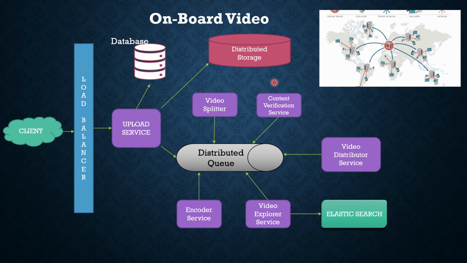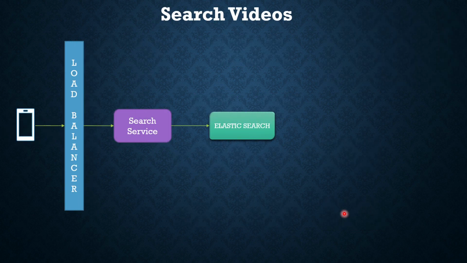Next part is search. Search is very simple because of this video explorer service. It has passed everything on to Elasticsearch. Whenever a video has to be searched, there will be a search service. It will talk to Elasticsearch, and whatever the response of Elasticsearch is, it can pass it on to the device or the user. The benefit of Elasticsearch here is that when you are searching for a movie name or a long video name, there is a high chance that you will make a typo, and Elasticsearch handles all those cases perfectly.